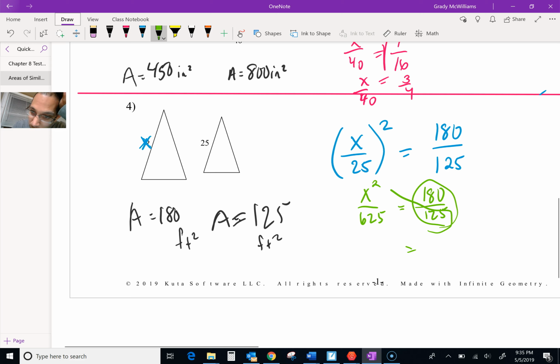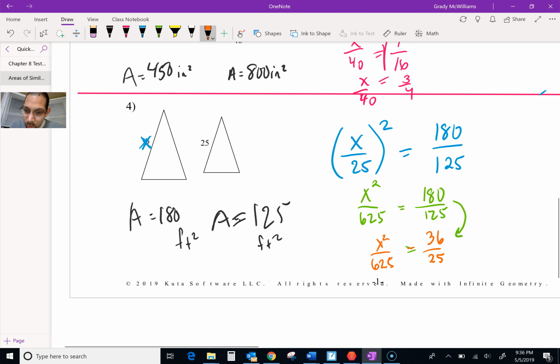You could take the 125 times the x squared. You're just going to get a really big number, and you get an even bigger number with 180 times 625. And that's all right. Your work is still going to be the same idea. It's just going to have bigger numbers. Me, on the other hand, I'm going to go ahead and simplify this fraction and come up with its equivalent. Its equivalent ends up being 36 over 25. So I've got x squared over 625 equals 36 over 25.